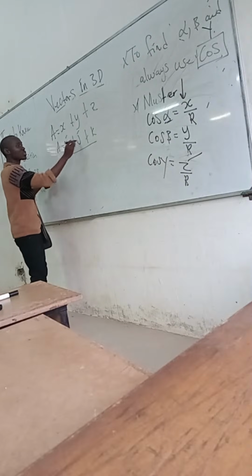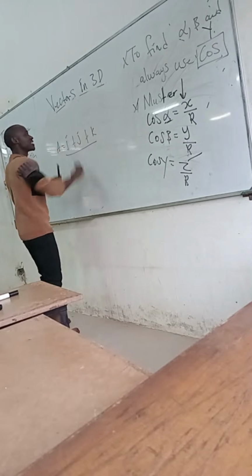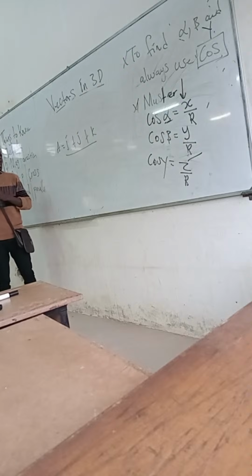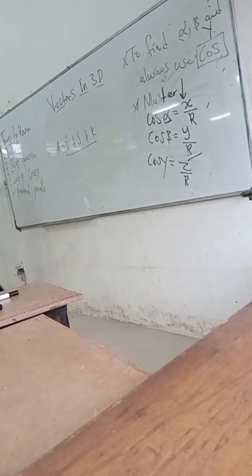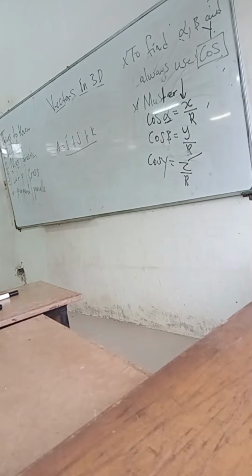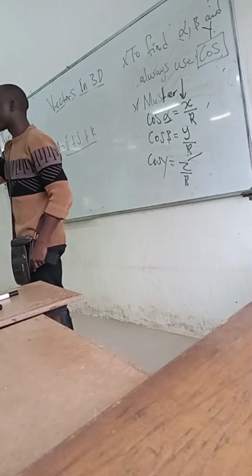Now I'll give you the same vector, without even having numbers. I ask you the question: what is the magnitude of vector A? We calculate it. So the answer is what? The magnitude of a unit vector is 1. What is the magnitude of i? 1. What is the magnitude of j? 1. What is the magnitude of k? 1. That means the magnitude of any unit vector is always 1.